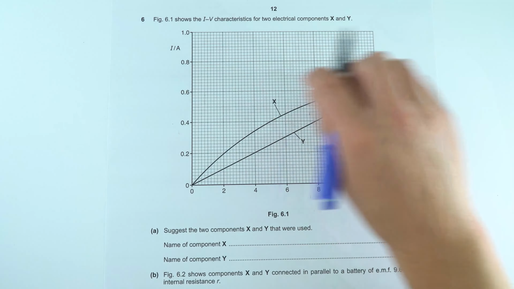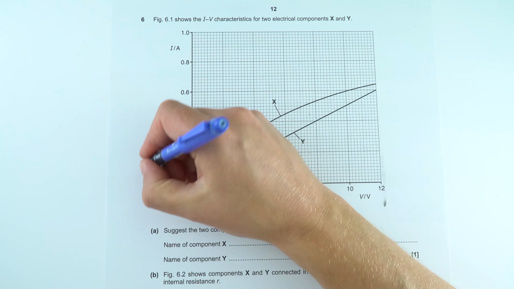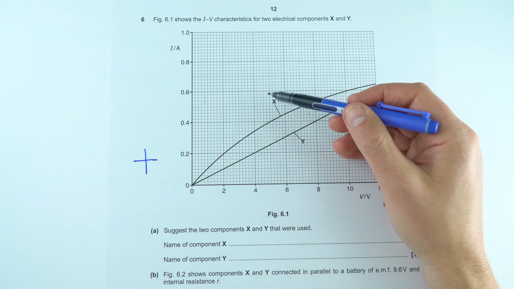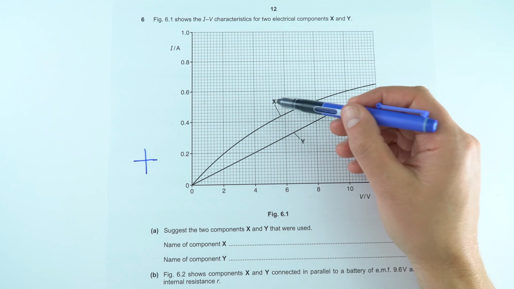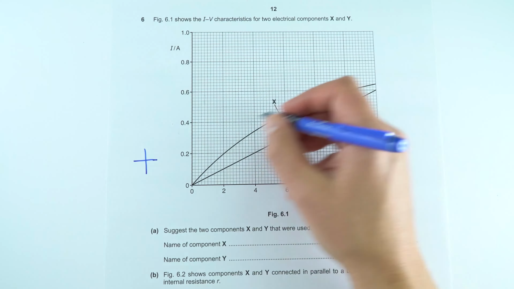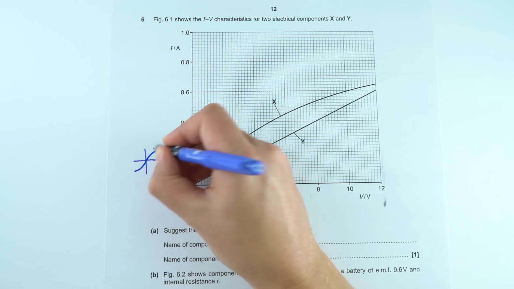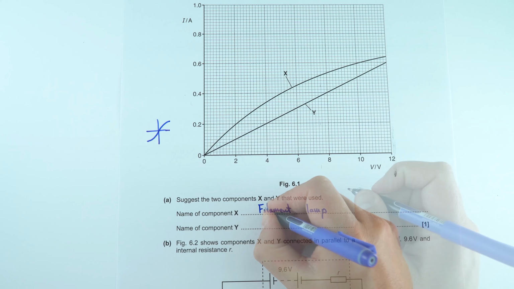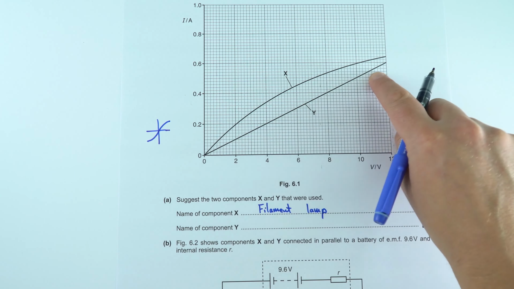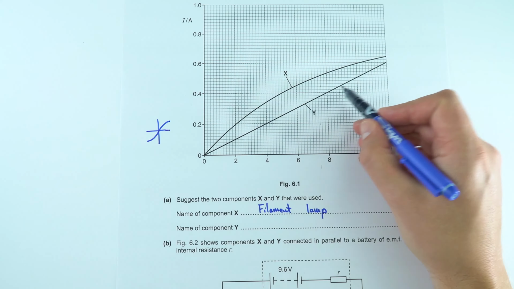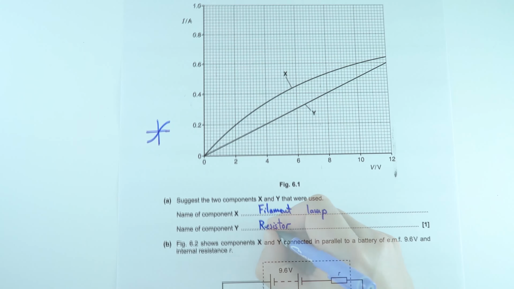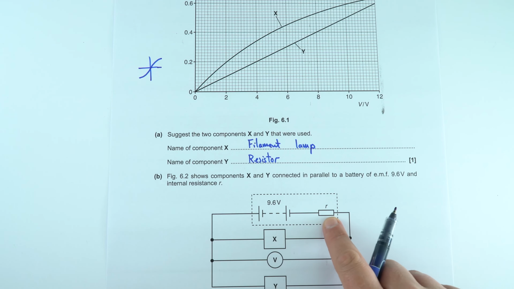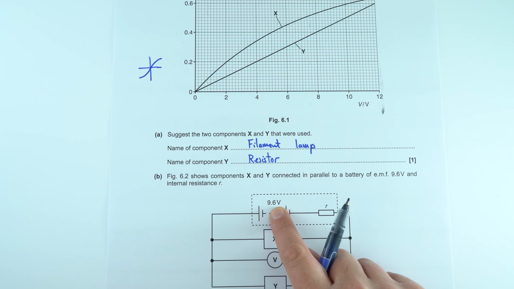So question 6 had the IV characteristics of two components, and I guess normally we see them a bit like this. So what are components X and Y? Well, X is something that looks a bit like this, which you should recognise as a filament lamp. So X was a filament lamp, whereas Y had this constant line, and that meant it could either be a resistor or an ohmic conductor. Then underneath it we had our battery, which has an internal resistance, but it's got an EMF of 9.6 volts.